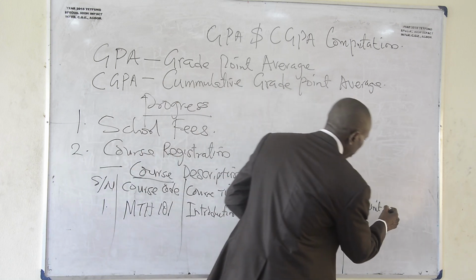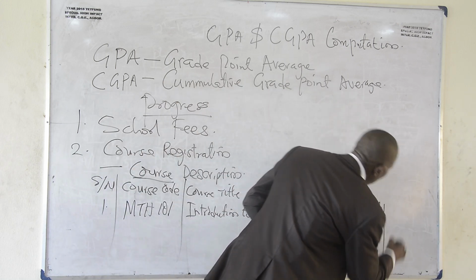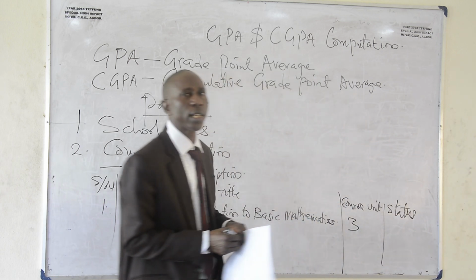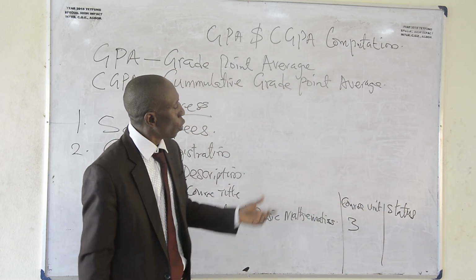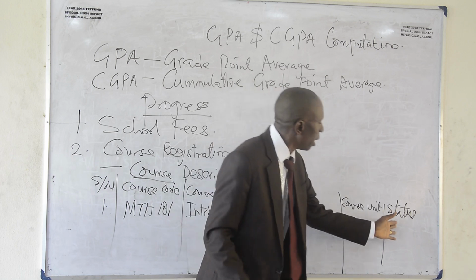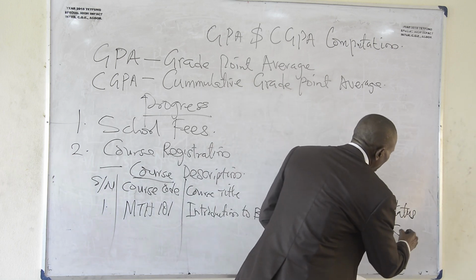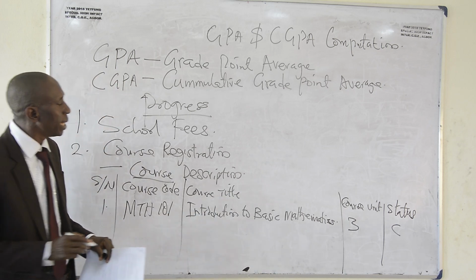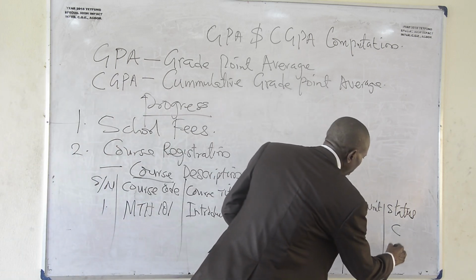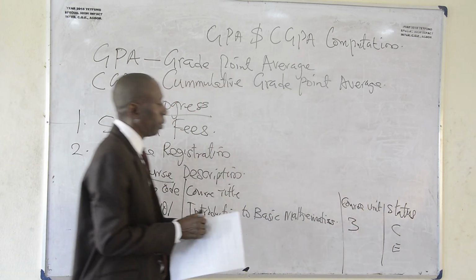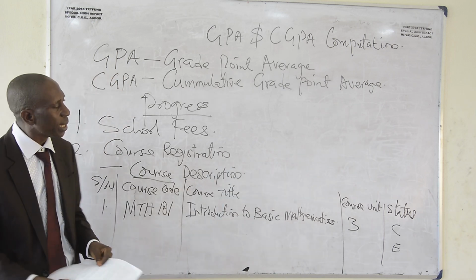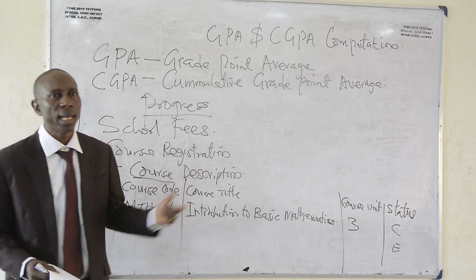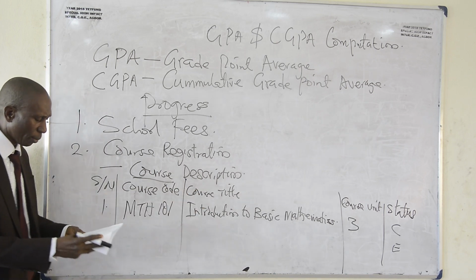And then you have to call the status. The course status. The course could be rated core, a C. It means it is core. Some could be rated E. We'll talk about this later. What we mean by core course and what we mean by an elective course.